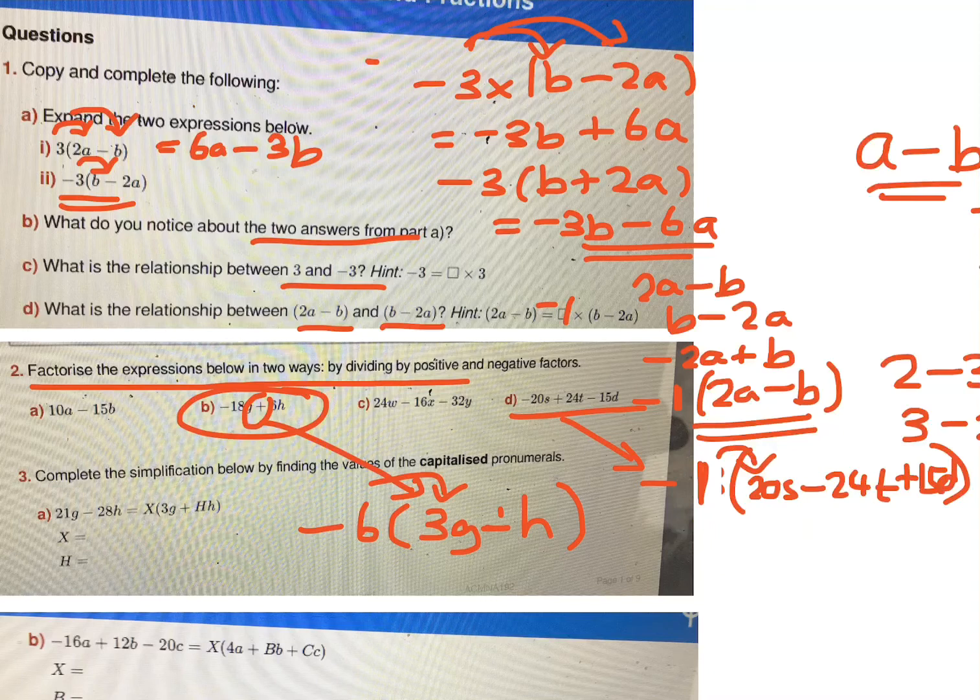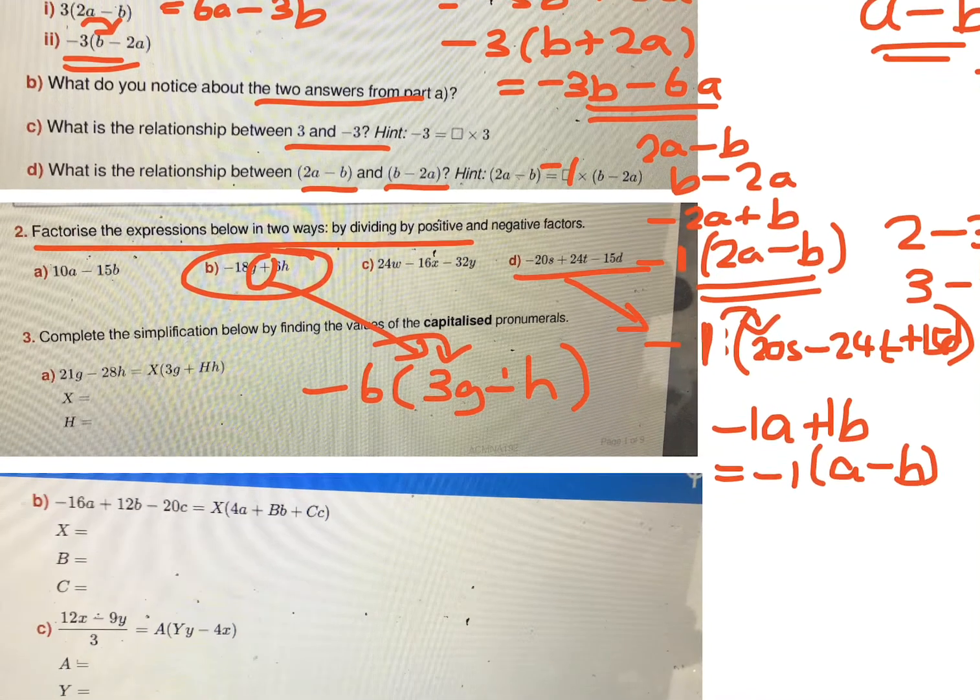Okay, so let's just look at that again. If I have minus a plus b and I want to factorise that, the only factor there is a minus 1. So minus 1 times a is minus a. A minus times a minus is a plus. So that must be a minus in the middle.